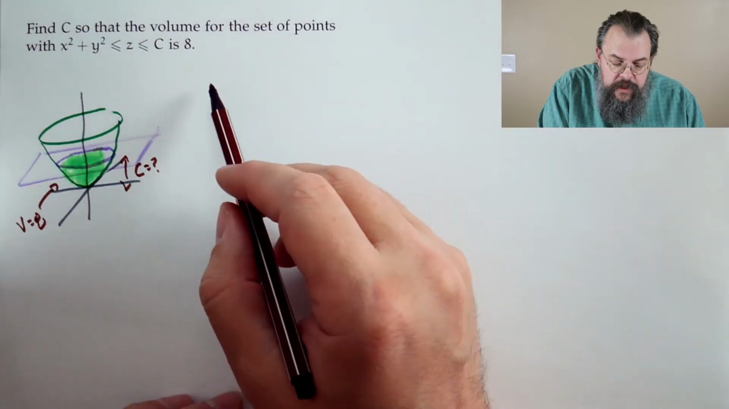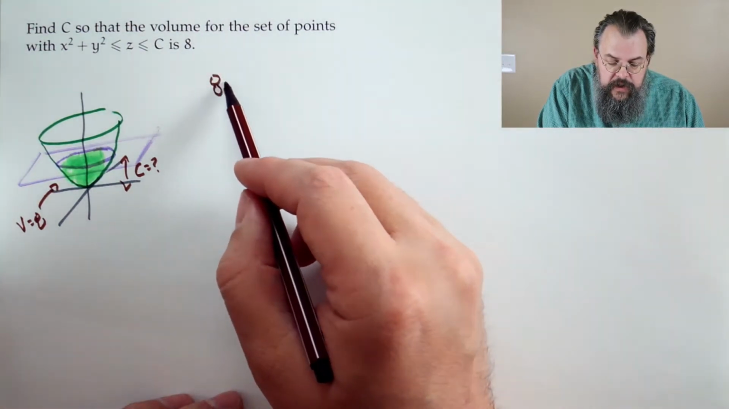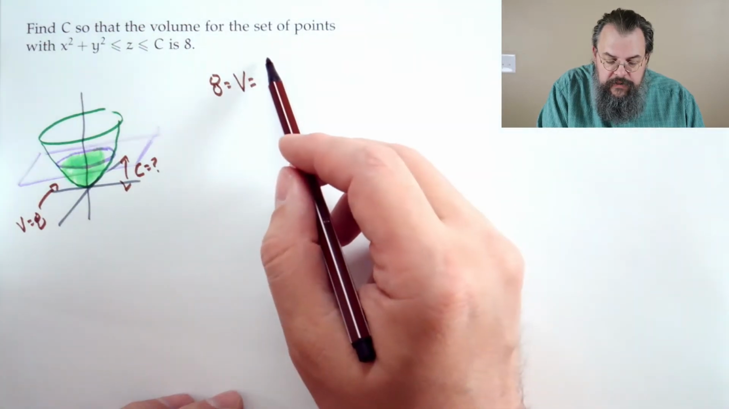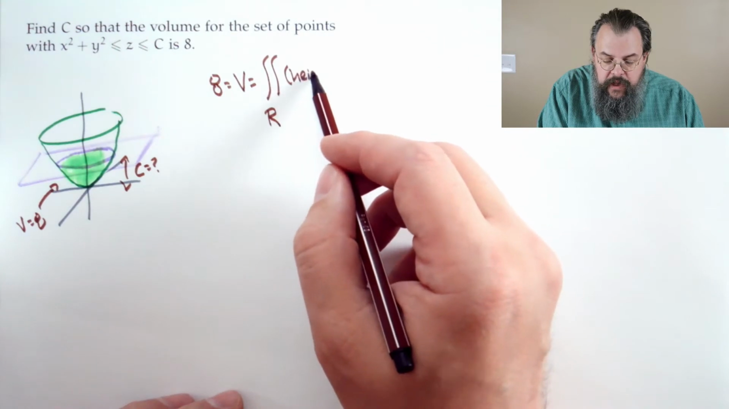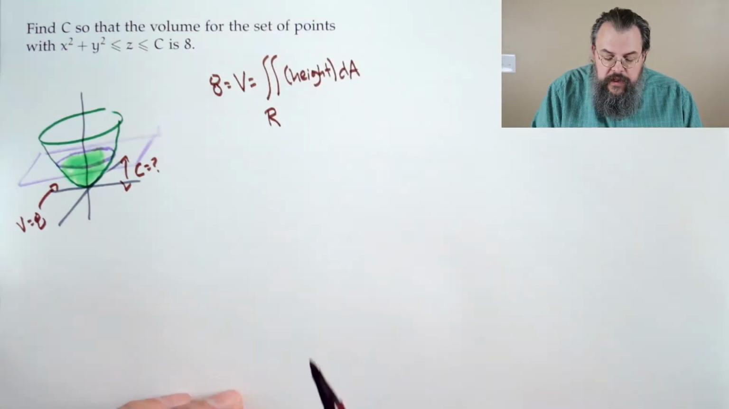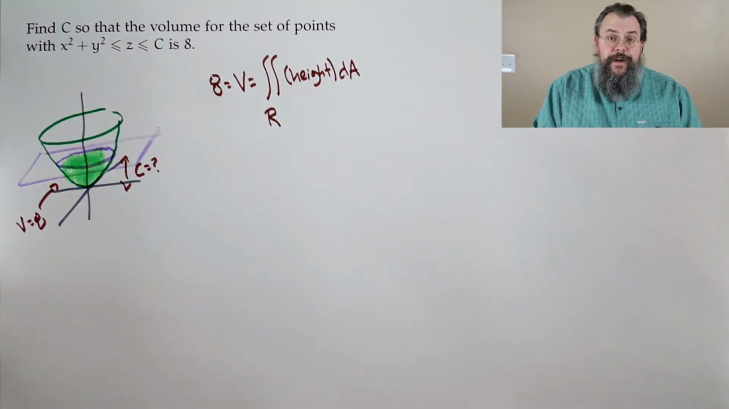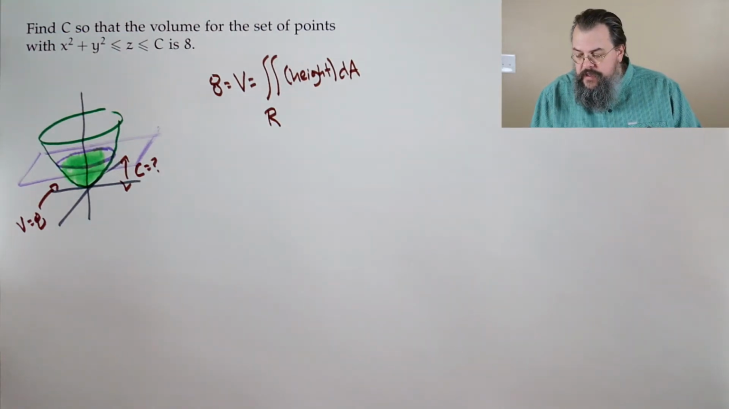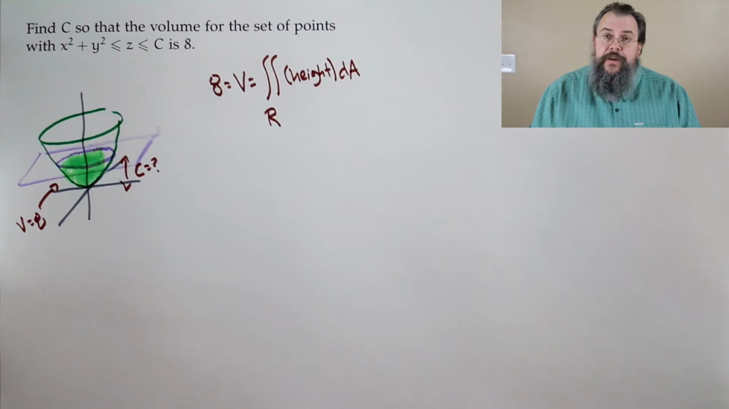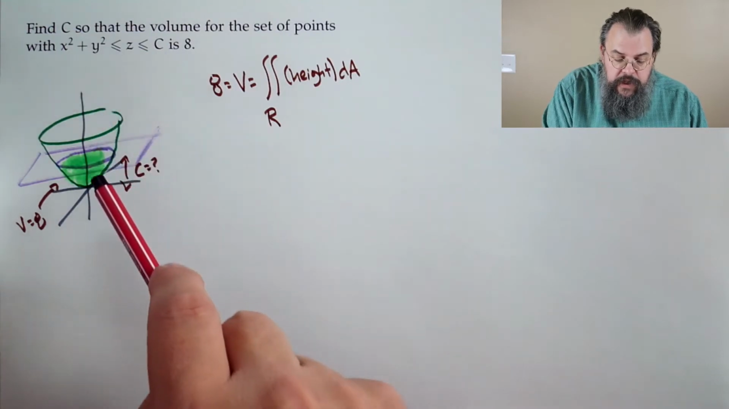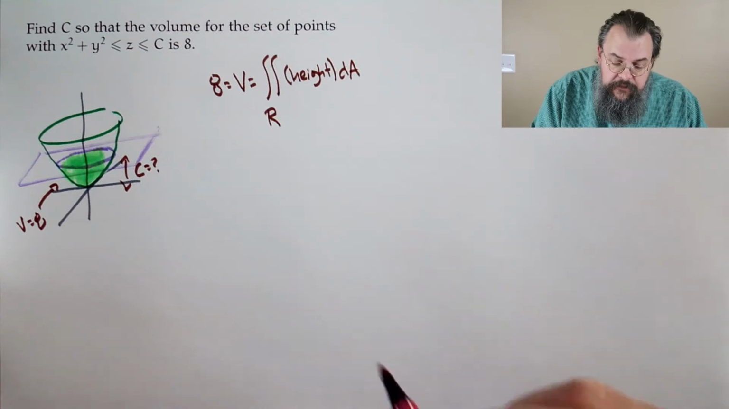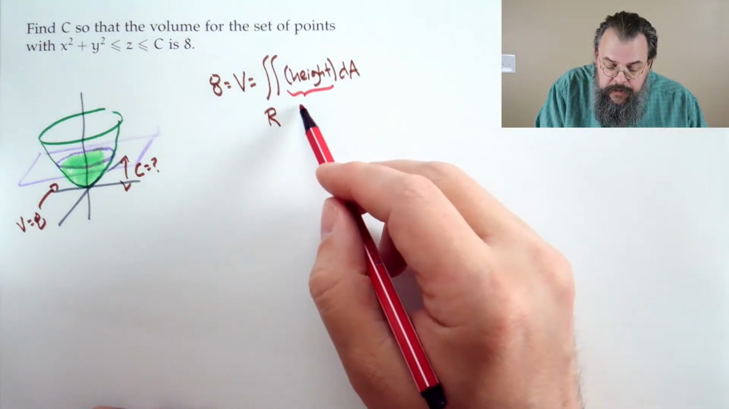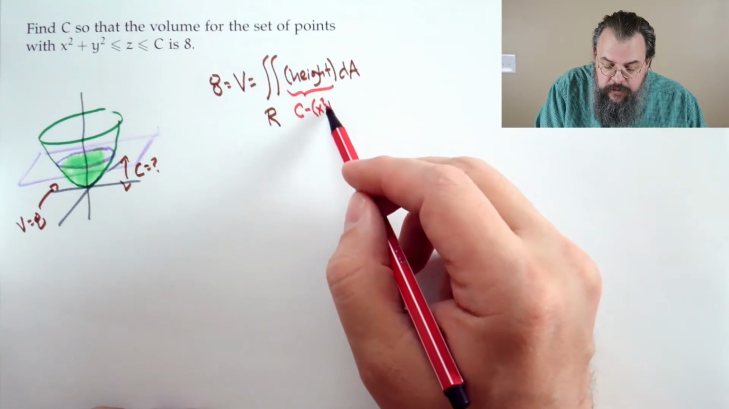Now, the way we think about it, 8 is the volume, and the way we integrate volume is we integrate over a region the height. So we need to think about what's our region, what's our height. The height is not so hard to figure out because we know where we're going between. We're going between x squared plus y squared, the bowl, and c, which is the top. So the height here would correspond to c minus (x squared plus y squared).